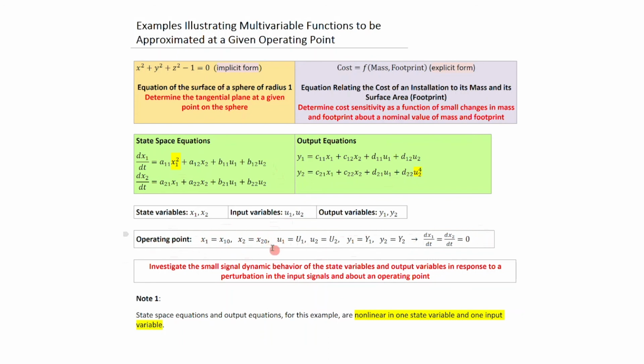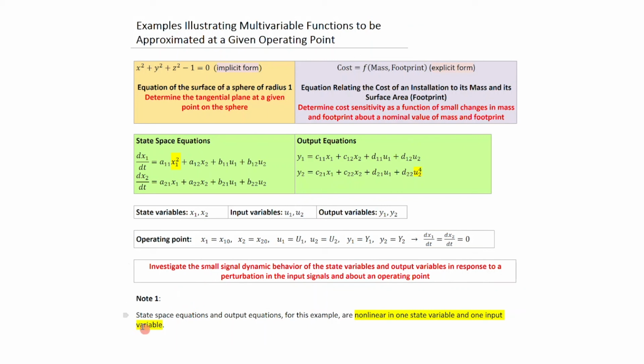Specifically, you need to pre-calculate these. After you've done that, then you can determine what the small signal analysis will look like. And so the question that we want to answer is: investigate the small signal behavior of the state variables and the output variables in response to a perturbation in the input signals and about an operating point. Okay, so those are all the things that we'll have to consider, but it's a subject basically of the lecture dealing with small signal analysis, which is going to be lecture 8.